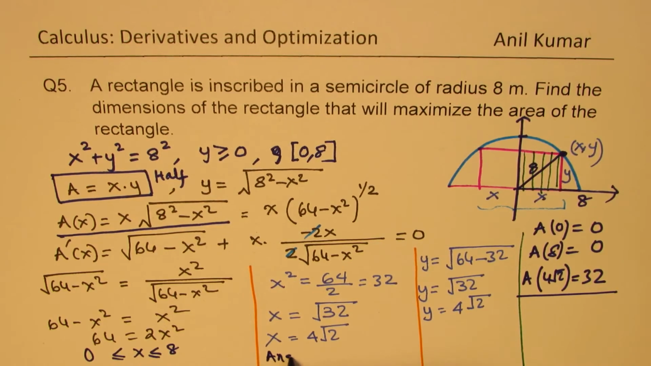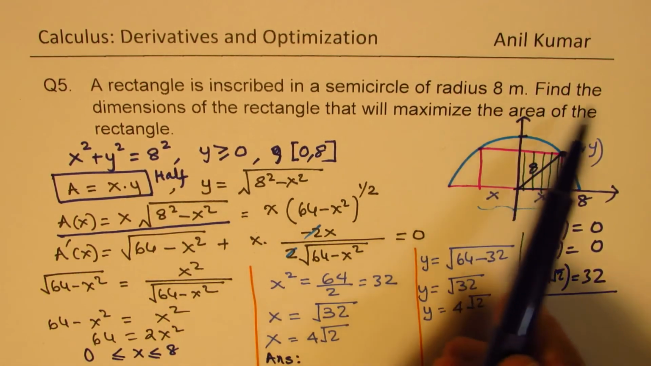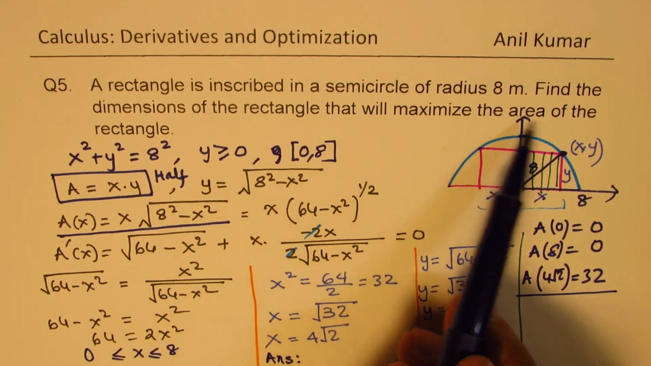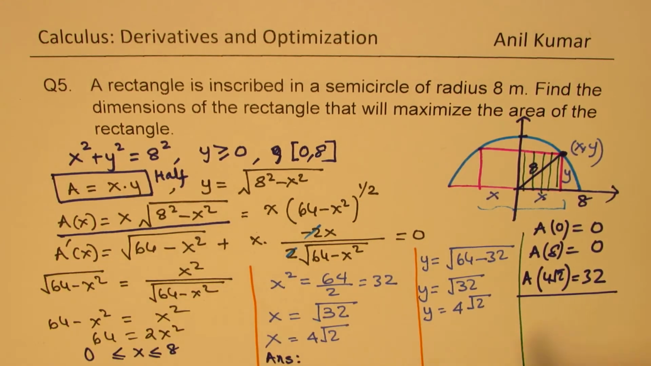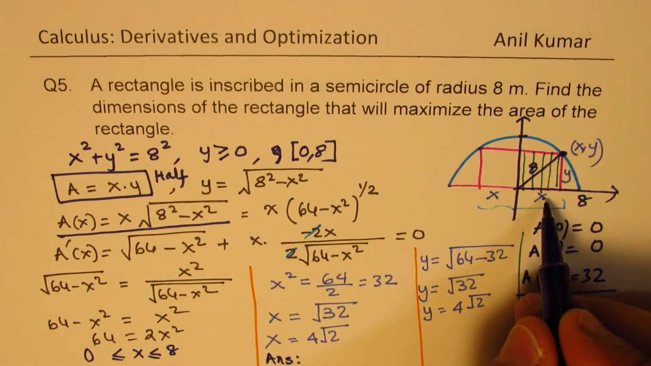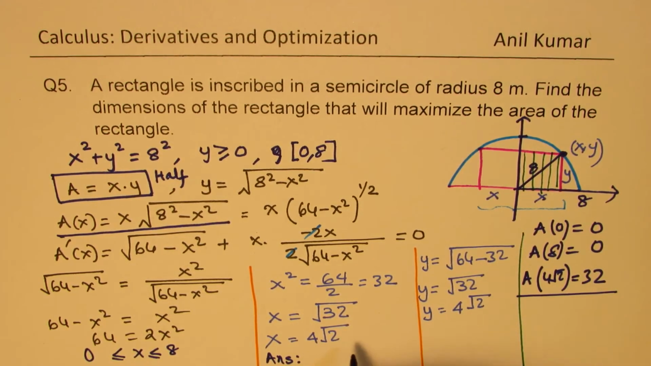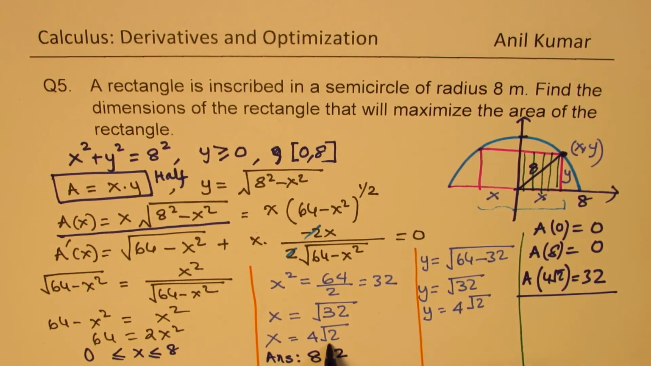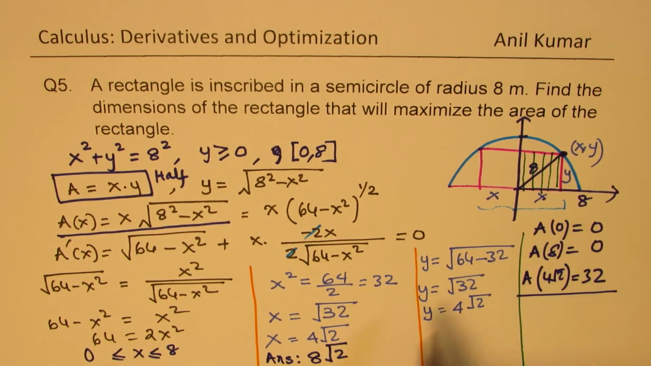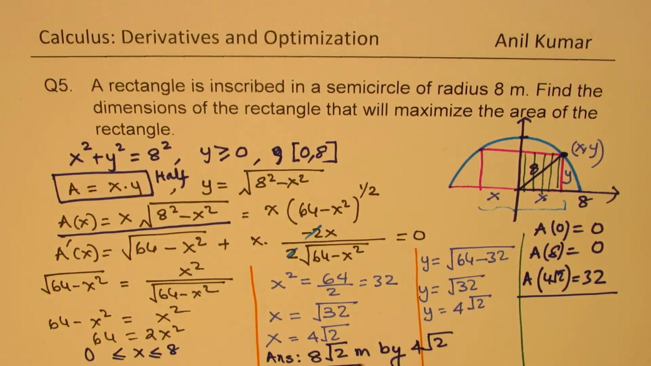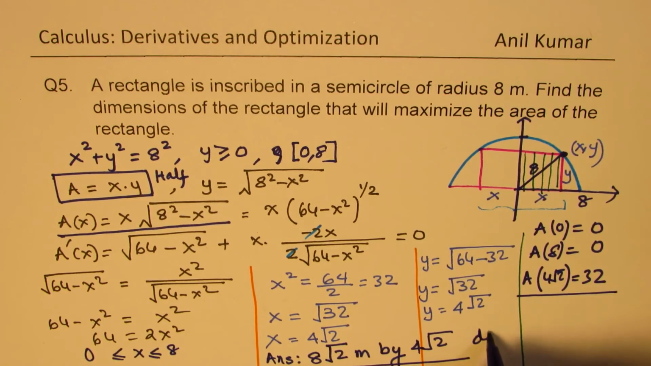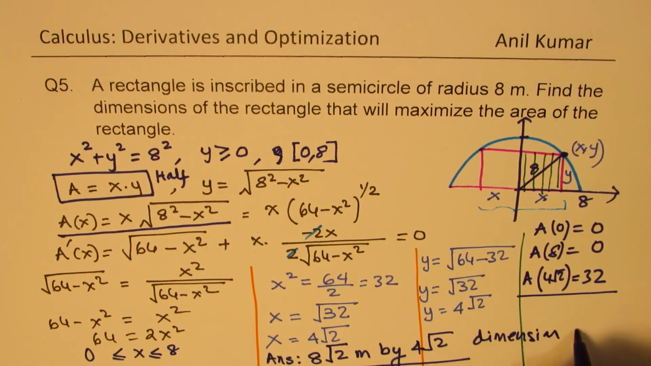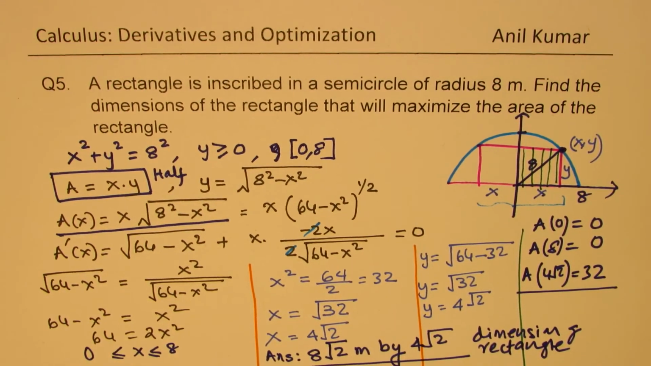So now let's write down our answer. The question says, find the dimensions of the rectangle that will maximize the area of the rectangle. So when small x, I mean half of x, is this much, the dimensions will be 2 times this value, which is 8 square root 2. That becomes the width, in meters, by 4 square root 2, right? So that is the dimension of the rectangle for maximum area.